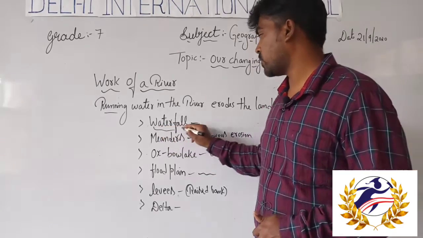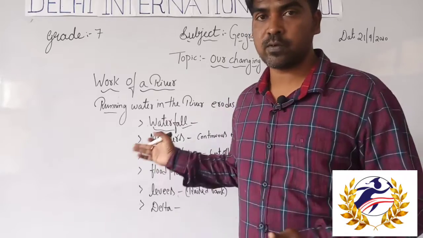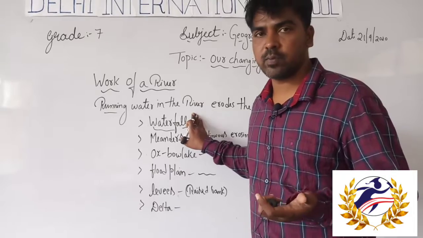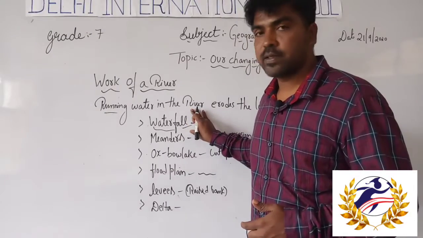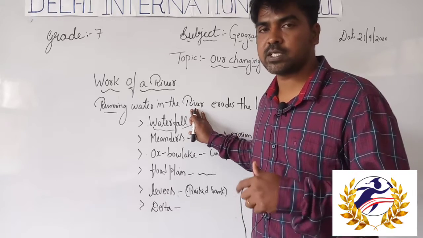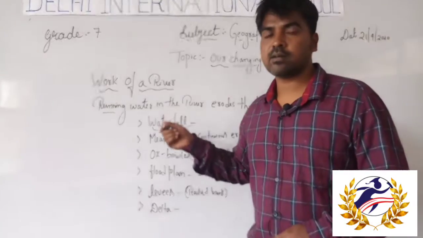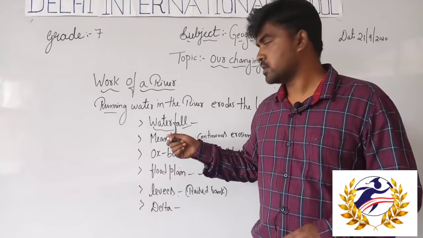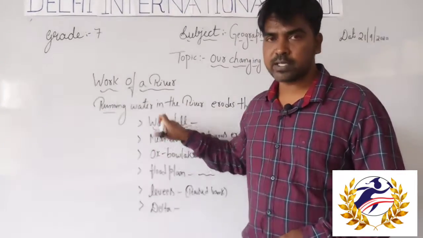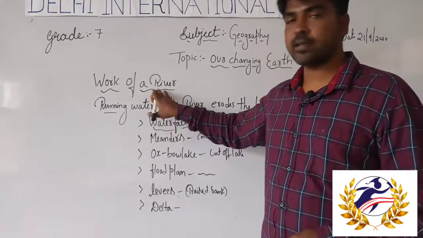For example, waterfall. Jog Falls is the nearest waterfall for us. Only in the monsoon season, when there is rain, can we see the water at Jog Falls. On other days we cannot see much water falling from that height. So a waterfall is also an example of the work of the river. It is also a type of landform due to the work of the river.